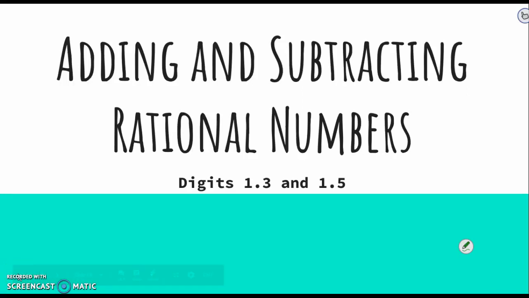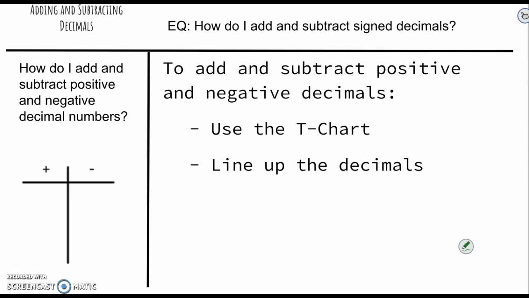Today's lesson is on adding and subtracting rational numbers. We're going to begin today's lesson by looking at how to add and subtract signed decimals. One method that we can use to add and subtract positive and negative decimals is to use a T-chart.